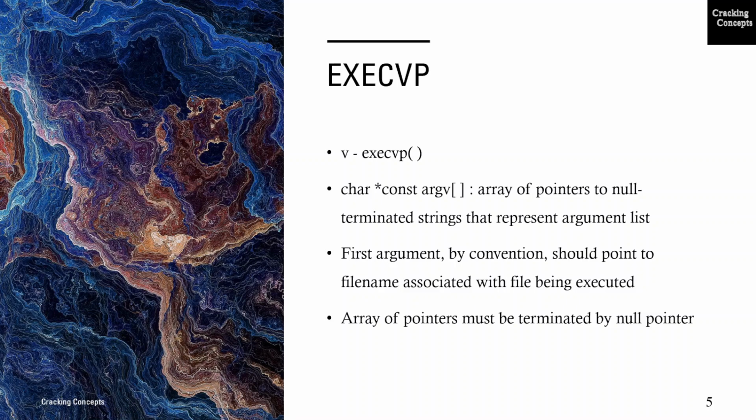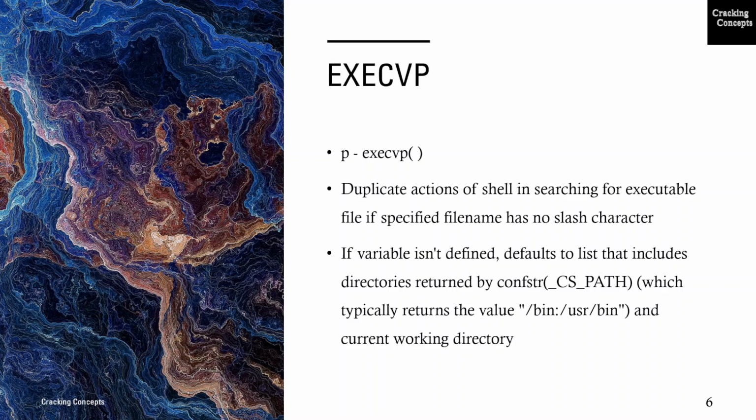Now looking into p in execvp. This function duplicates the actions of the shell in searching for an executable file if the specified file name does not contain a slash character. The file is sought in the colon separated list of directory path names that is specified in the PATH environment variable. If this variable isn't defined, the path list defaults to a list that includes the directories returned by this. Now which typically returns this value and possibly also the current working directory.